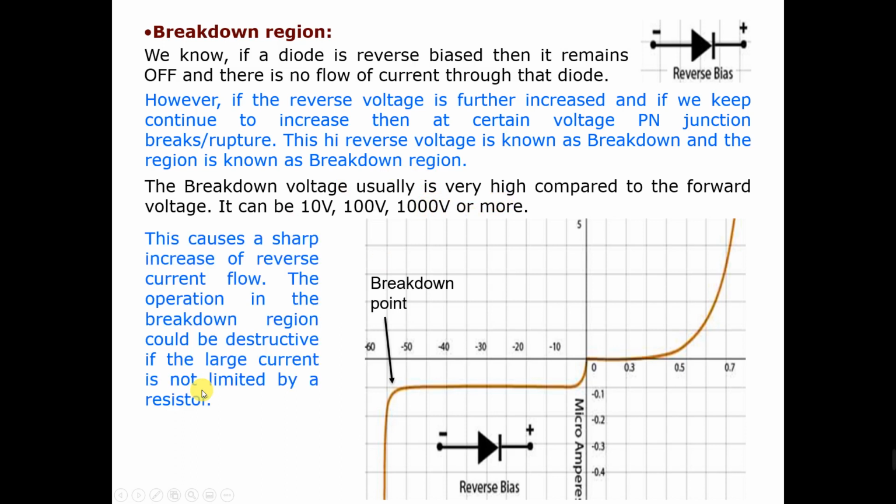Okay. So this causes a sharp increase of reverse current flow. The operation in the breakdown region could be destructive if the large current is not limited by a resistor. Because the voltage is negative and very high, as soon as it turns on in the breakdown region, there will be a maximum flow of current. So we have to put a high resistor in order to save this diode, otherwise this diode will burn out.